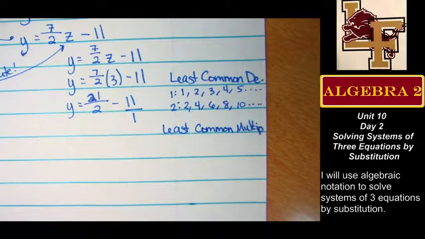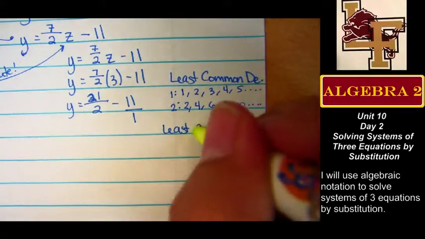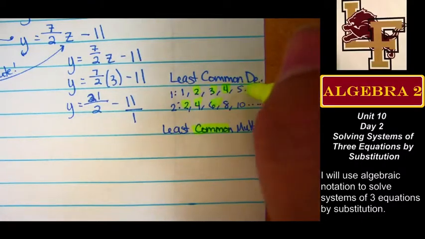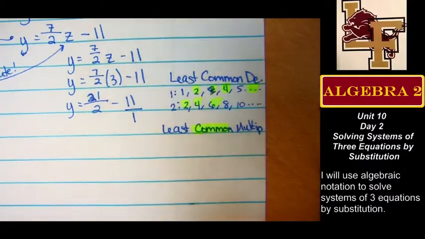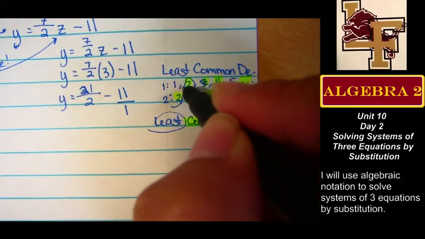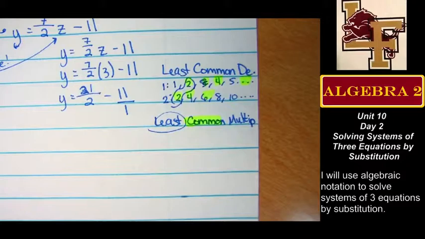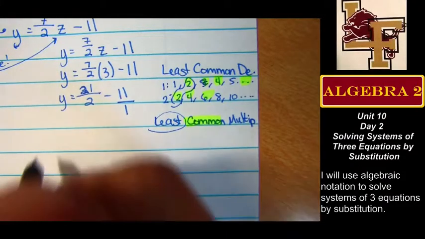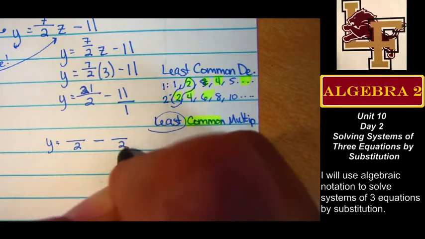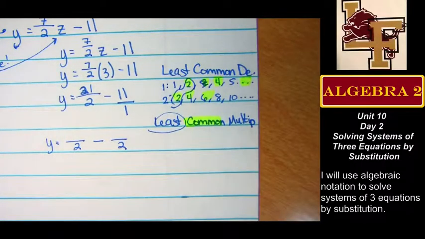Now we're going to mark all the ones that they have in common. 2, 4. Whoops, I missed. Not that one. And now I want the least, the smallest. That one. That is the least common multiple between 1 and 2, and that becomes our least common denominator. And so I'm rewriting my fraction minus fraction with common denominators. I've left the numerators alone because I don't know what they're going to be yet.